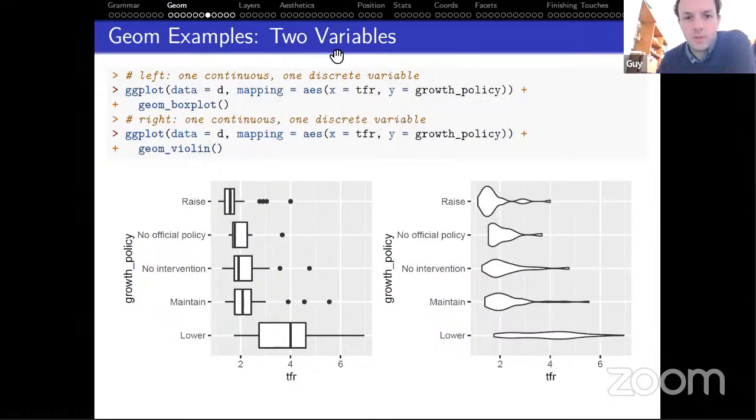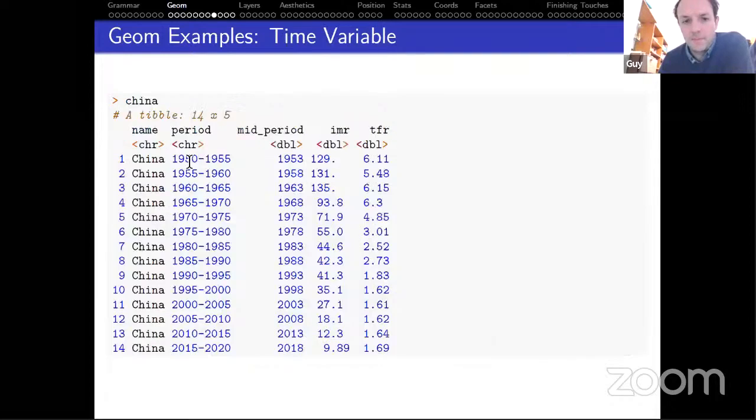There are some other examples with two variables. This time, rather than both continuous, one is continuous and one is discrete. We've got the continuous TFR and a discrete growth policy. And here we created some box plots, and here we created some violin plots. Yeah, so we did that using geom boxplot and geom violin. So again, everything's the same on the first line. It's just on the second line we use a different geom to represent the data.